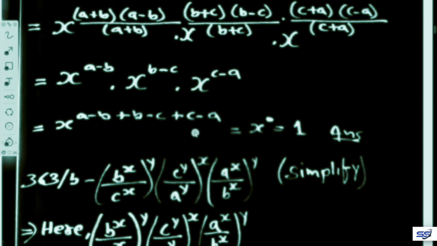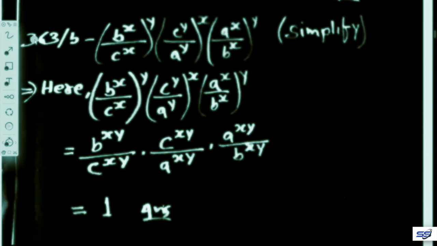In this way we can say that everything cancels each other: a minus b, now minus a, plus minus b, and plus minus c cancel each other. Everything is cancelled, so only 0 comes, equal x power 0, and anything power 0 is 1. Equal to 1, that is it.